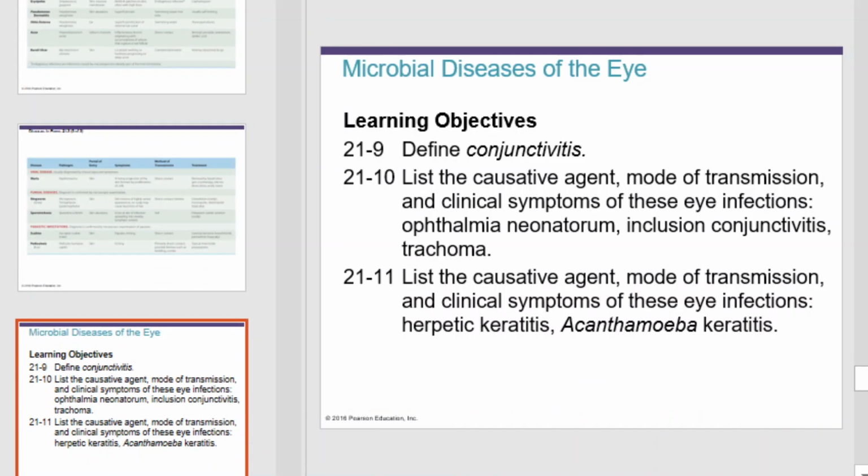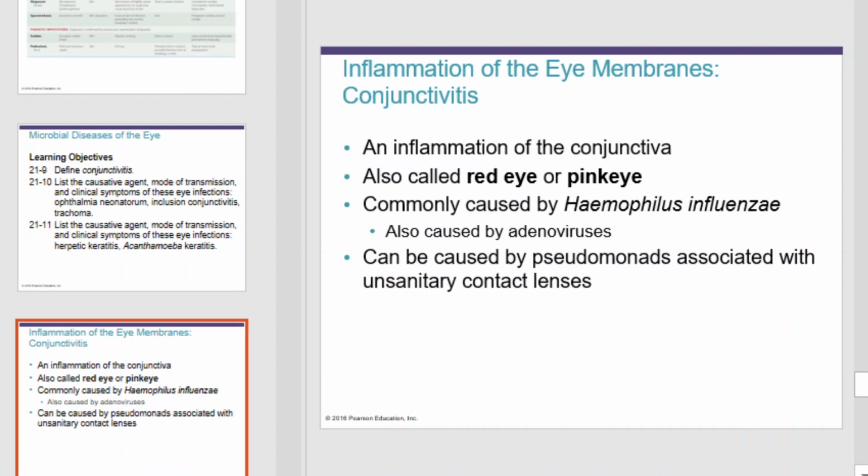Finally, we'll look at the microbial diseases of the eye. Inflammation of the eye membranes is referred to as conjunctivitis. Inflammation of the conjunctiva, also called red eye or pink eye, is one of the most common eye pathologies. It's commonly caused by Haemophilus influenzae, and also by adenoviruses. It can be caused by pseudomonads associated with unsanitary contact lenses.